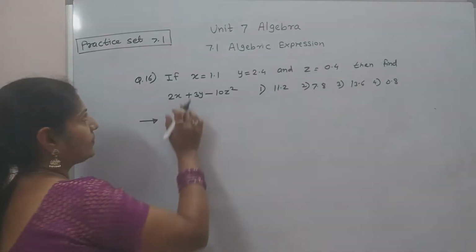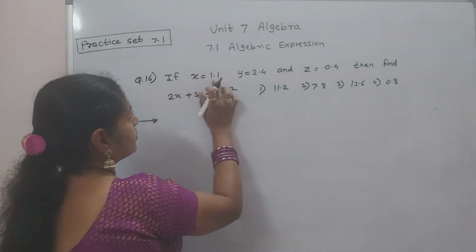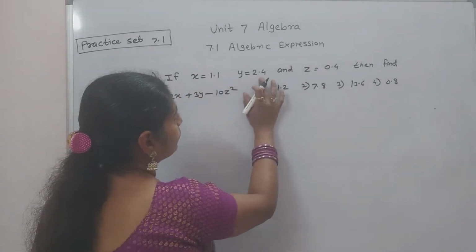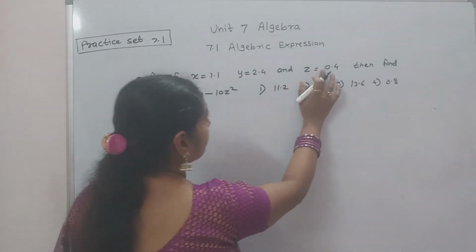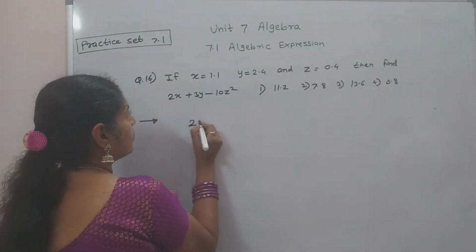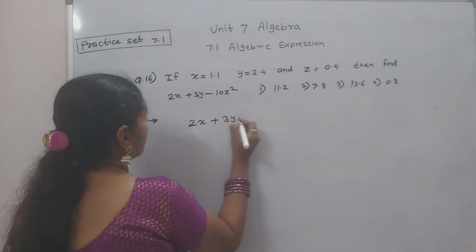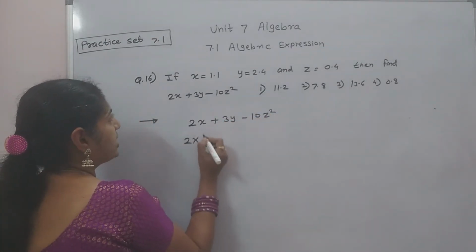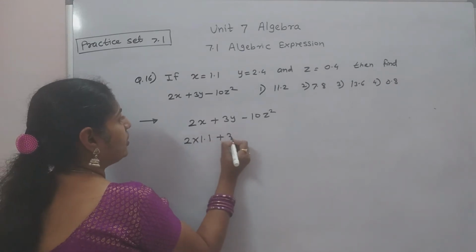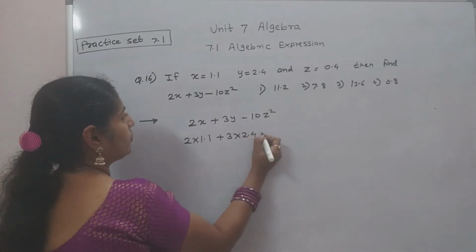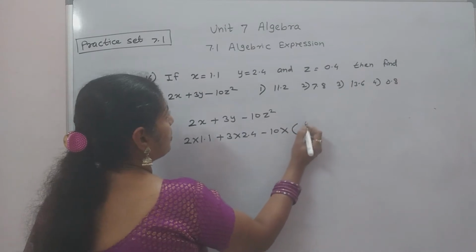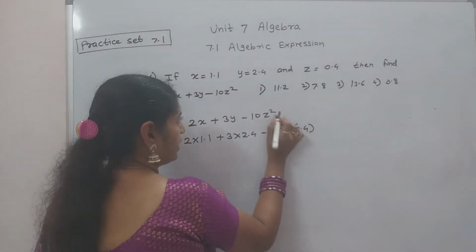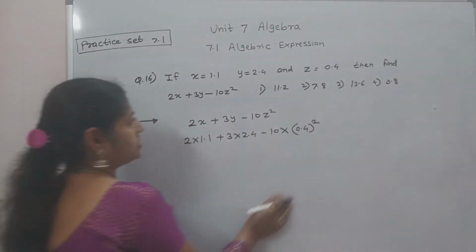Next example. If x equal to 1.1, y equal to 2.4, z equal to 0.4, then find the value of 2x plus 3y minus 10z square. Put the values. X value 1.1. Put the value of y 2.4, minus 10. Put the value of z 0.4. Here is z square, so write the z square.